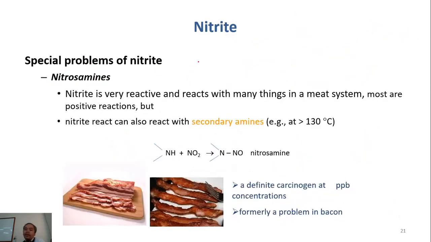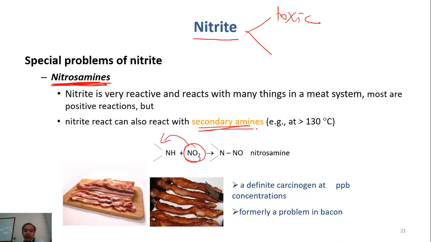The second reason why nitrite is toxic: we discussed in the previous slide that nitrite is toxic because nitrite itself is toxic. And the second reason is that in some conditions, nitrite can react with secondary amines to form nitrosamine. And what is this again?